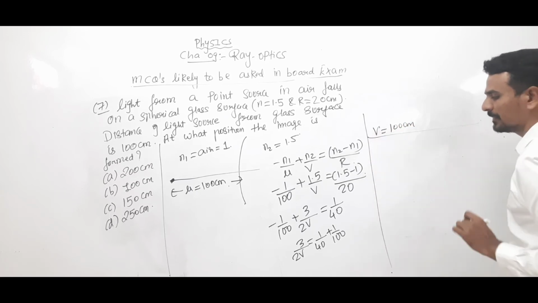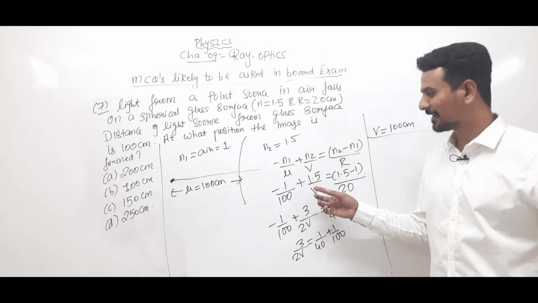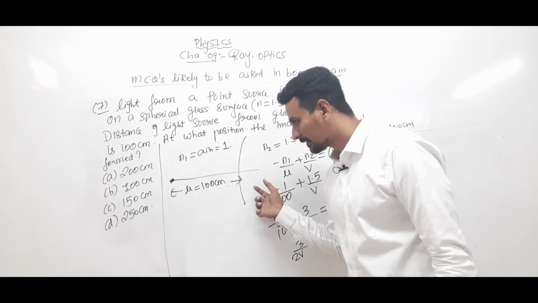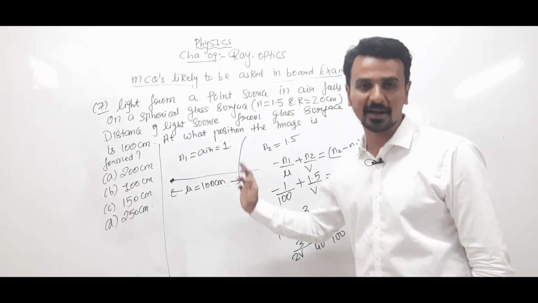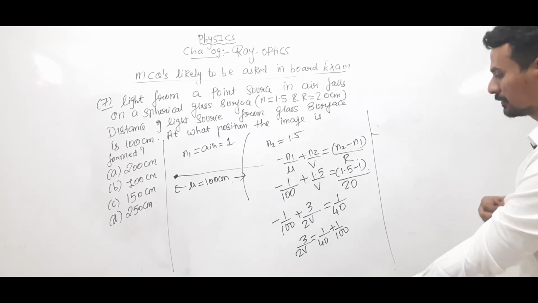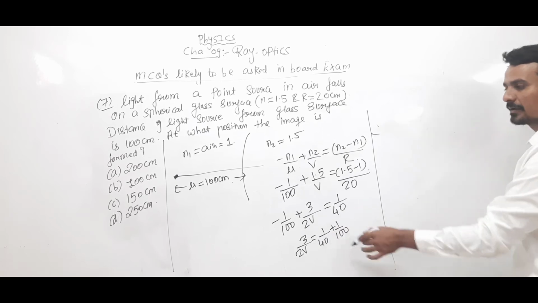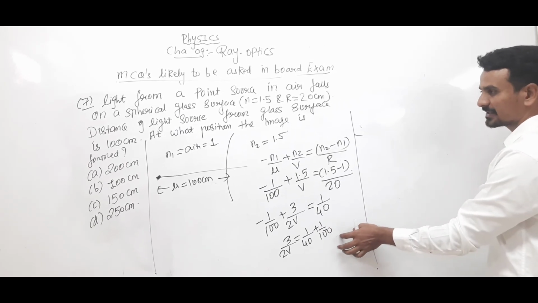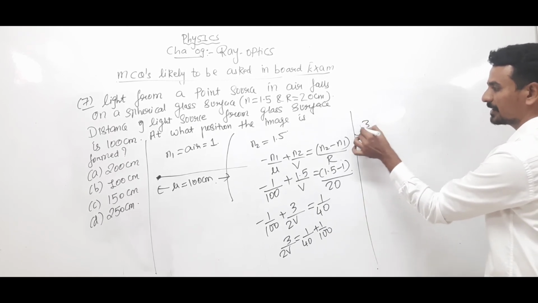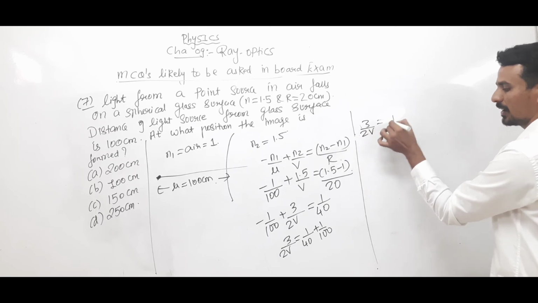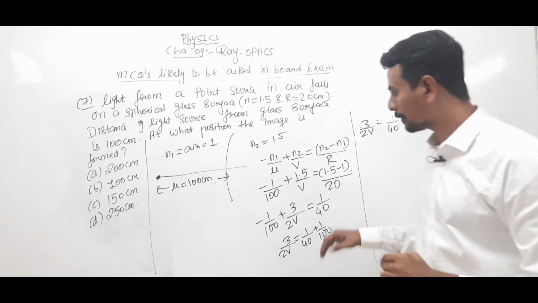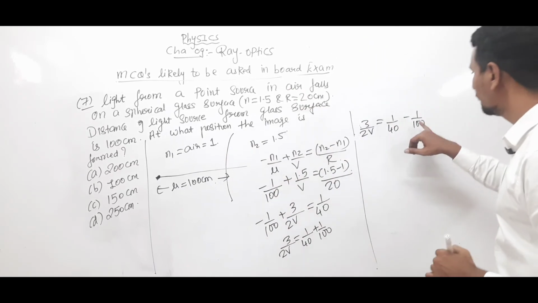We can solve this, no problem. See, minus n1 by u plus n2 by v equals n2 minus n1 by r. This is the formula to be used for a single spherically refracting surface. So 3 by 2v equals 1 upon 40, it's 1 by 100. Here the object distance is also negative, so we'll put a negative sign over here. So this will be 3 by 2v equals 1 upon 40 minus 1 by 100, because the object distance u is negative. I had not put a negative sign over here, so I am placing it at this point.